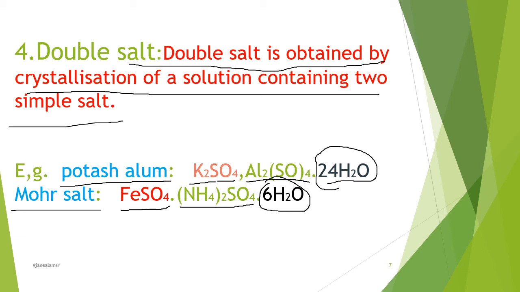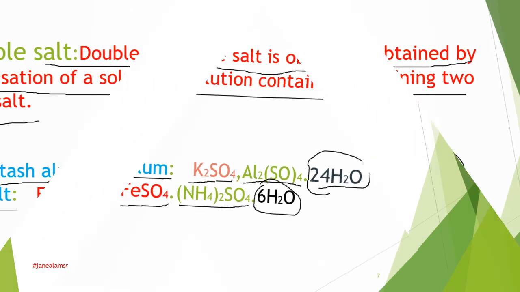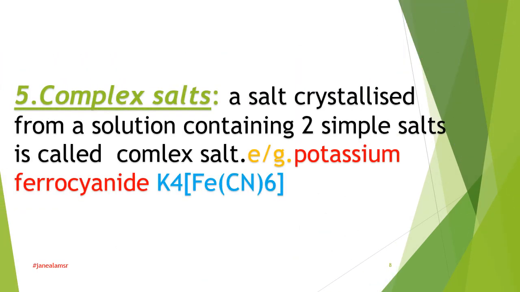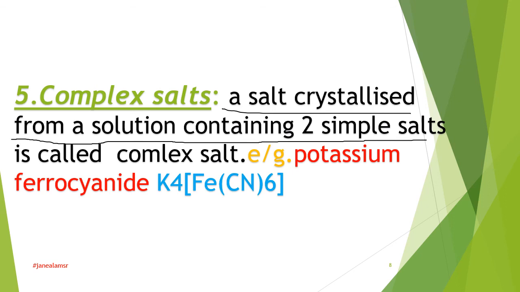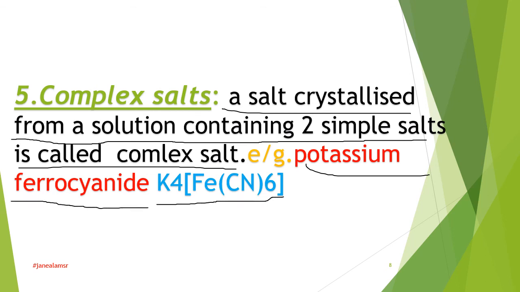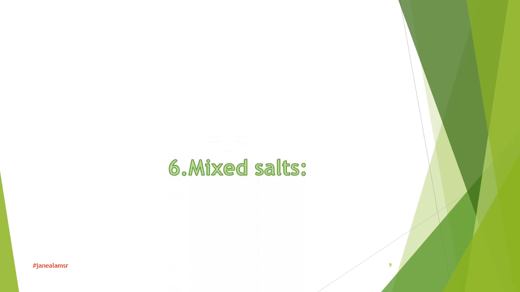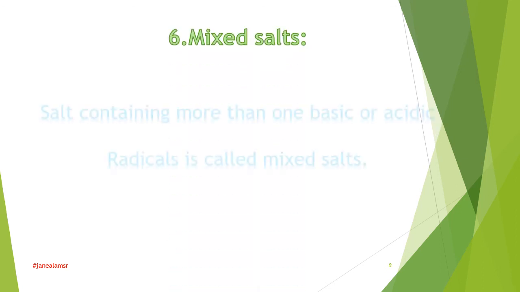Next salt is complex salt. A salt crystallized from a solution containing two simple salts is called complex salt. Example, potassium ferrocyanide K4Fe(CN)6. Next we go to the last, mixed salt.